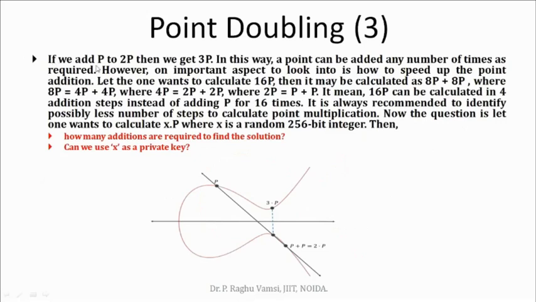Here, if we add P and 2P, then what will it become? It will become 3P. If I want 4P, then 3P plus P. If I want 5P, 4P plus P. So like that, by using one single point, a user can generate any number of public keys he wants.